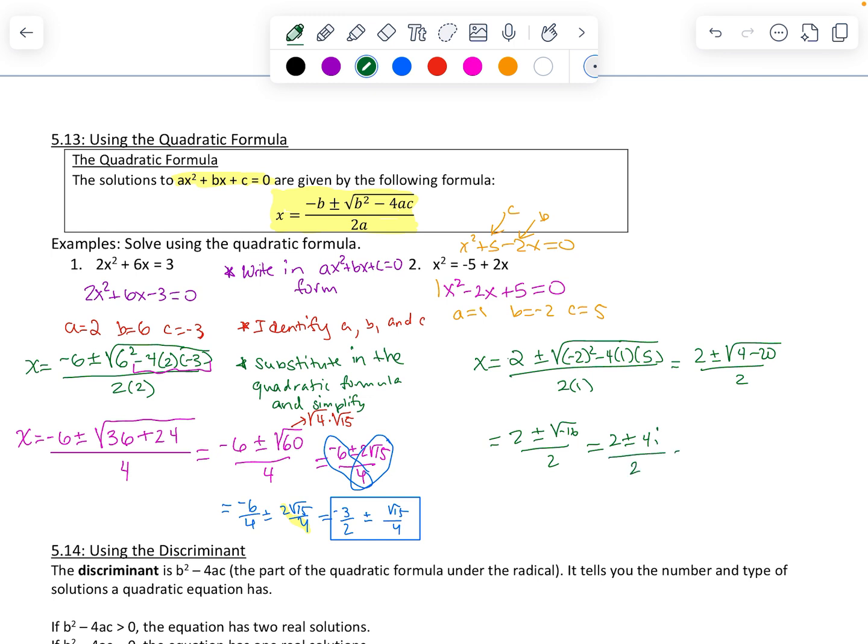As with the previous one, I am going to split this up. If you don't split it up, but you remember to divide both the 2 and the 4 by 2, that's fine. However you do this, though, you should get 1 plus or minus 2i. And once again, you can write it as x equals 1 plus 2i, x equals 1 minus 2i, or you can just write it like the way that I have it boxed right here.